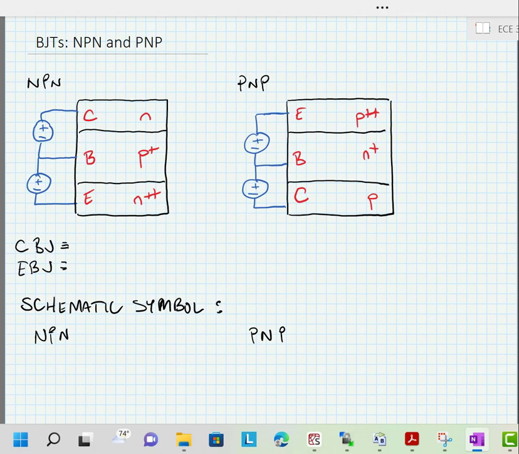Now, I've put the emitter at the bottom for the NPN because the primary carrier is an electron, so that's going to be coming from the lowest potential. And for the PNP, the primary carrier is going to be a hole, so that's going to be coming from the highest potential. Now, operation centers around the collector to base junction, CBJ, and the emitter to base junction. And this is true for both the NPN and the PNP.